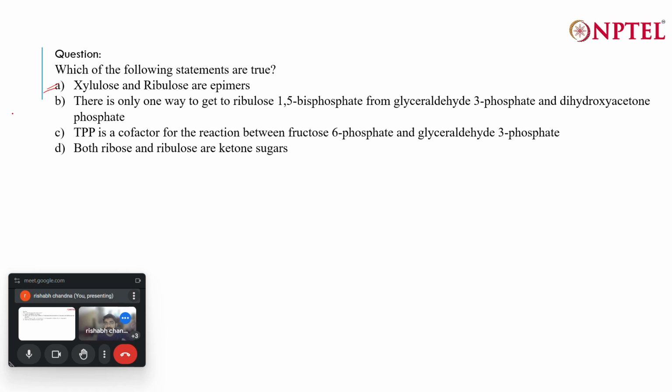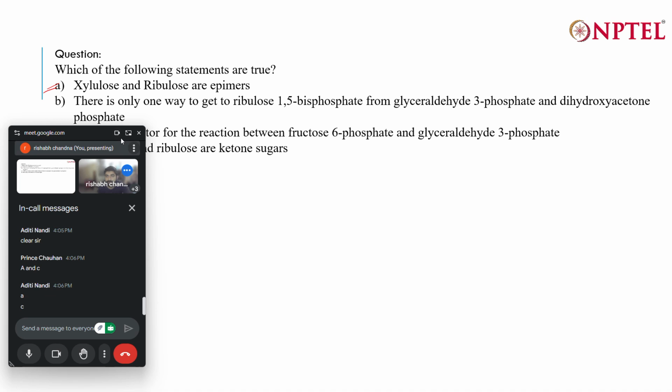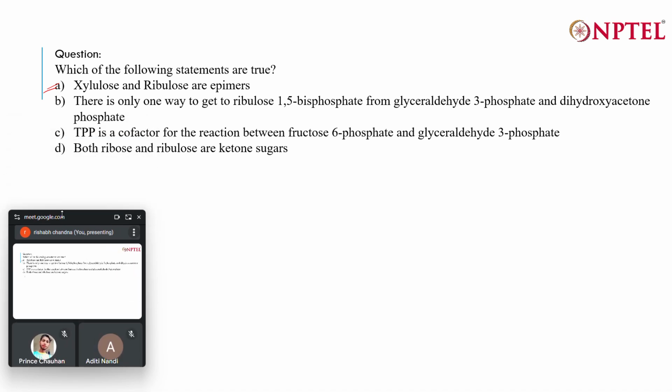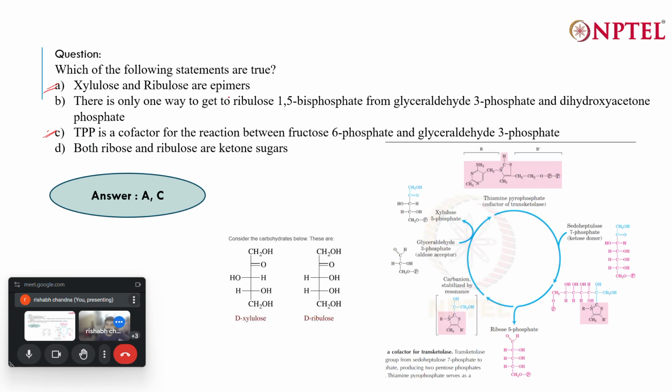A, C also. Okay, A and C. The correct answer is A and C. Now let's see the options. So xylulose and ribulose are epimers. This is the structure of xylulose and this is for ribulose. Both are 5 carbon, and at this third carbon, there is a shift in the position of OH and H. So that's why these are the epimer molecules.